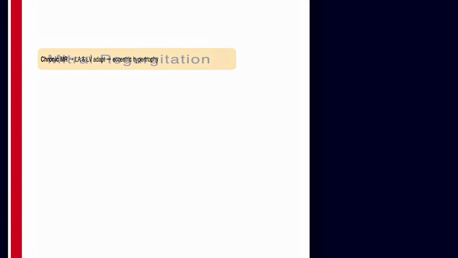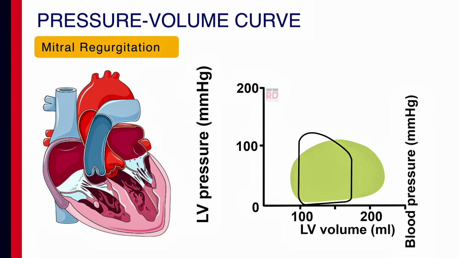Let's bring this back to the pressure volume loop and think about what's happening inside the left ventricle in mitral regurgitation. Remember, this loop shows the relationship between pressure and volume throughout the cardiac cycle. Now, in MR, the end diastolic volume is increased. Why? Because the ventricle isn't just receiving blood from the lungs, it's also getting regurgitated blood that leaked back into the left atrium during the last systole. So we're dealing with volume overload, and that's reflected by the loop shifting to the right.